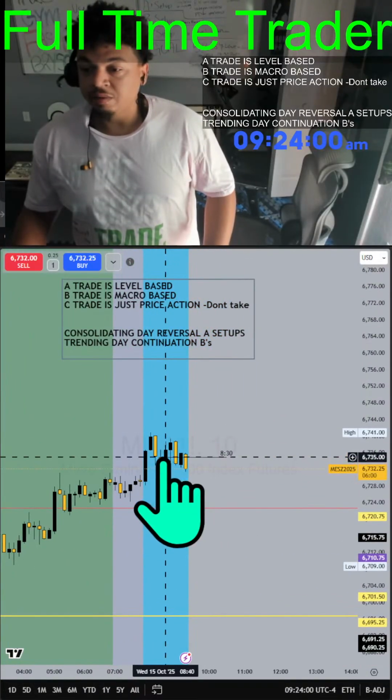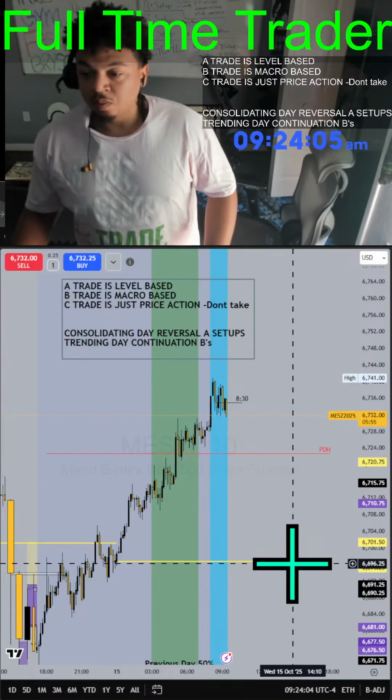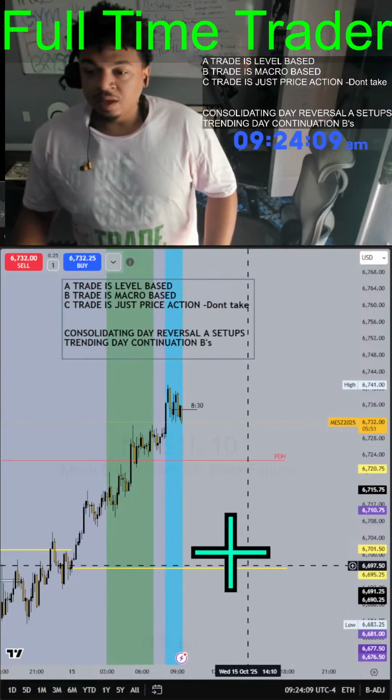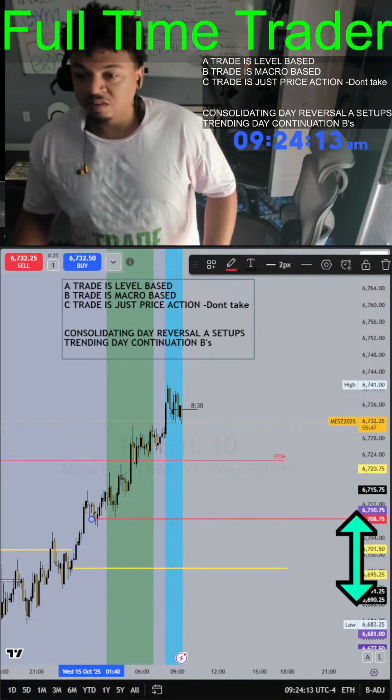So we have the 8:30 level marked already with the indicator. Previous day high is marked. We have midnight open as this yellow line down here, right? It says midnight open right here. And then let's mark off London high and low. I had an indicator for that, but it's acting a little bit wonky today, so I'm just going to mark it myself.